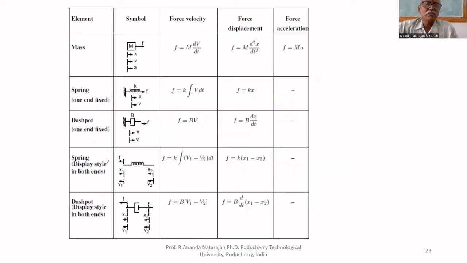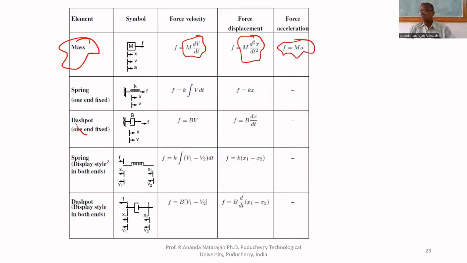So for a mass, what is the reaction force? The reaction force is m d square x by dt square. That is acceleration. The second derivative of displacement is acceleration, or we can say acceleration is the first derivative of velocity. In acceleration form, F equals m a, force equals mass times acceleration.